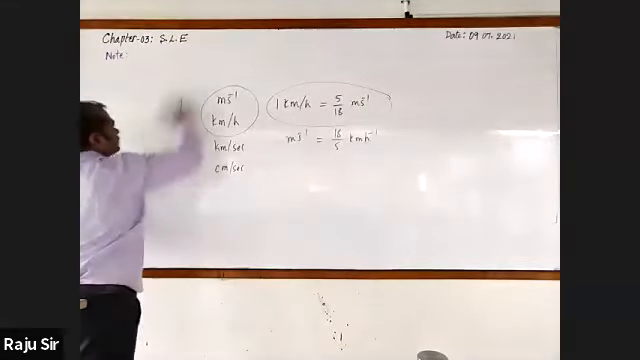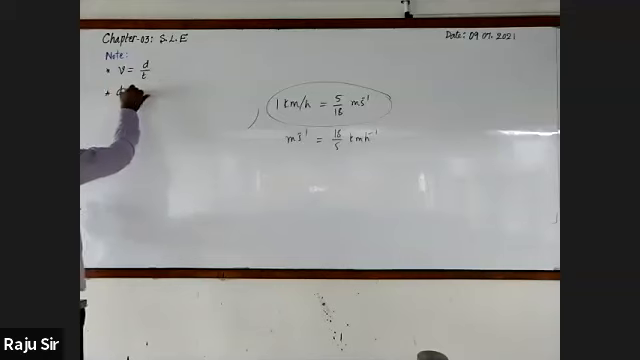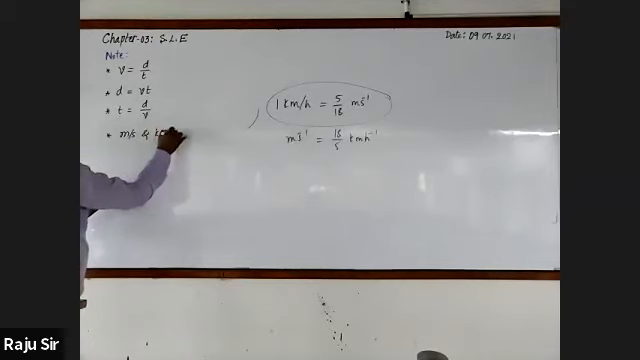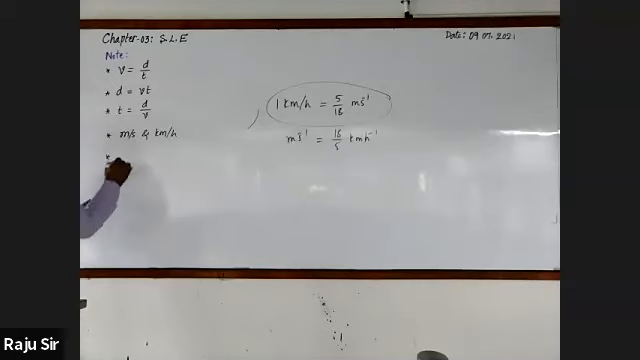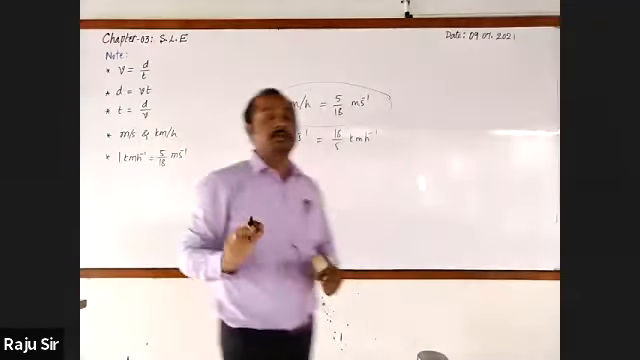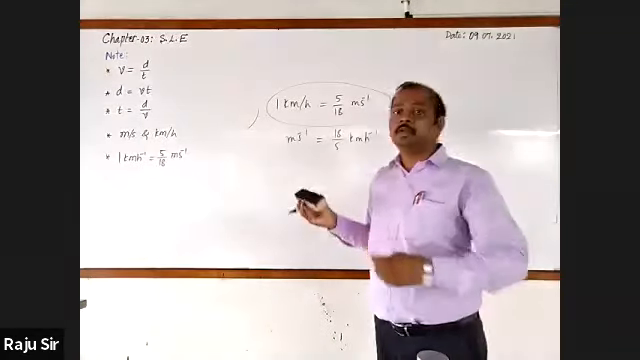First point, V is d by t. Second point, d is equal to v into t. Third point, t is equal to d by v. Fourth point, units are meter per second and kilometer per hour, most commonly used. And next one is conversion. 1 kilometer per hour is equal to 5 by 18 meter per second. This is to give general information and it will also be useful while solving the problems as well.